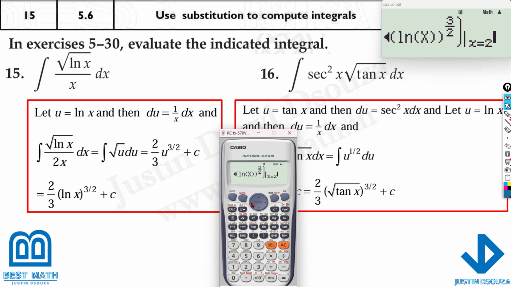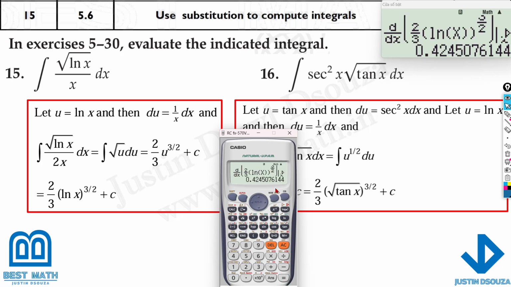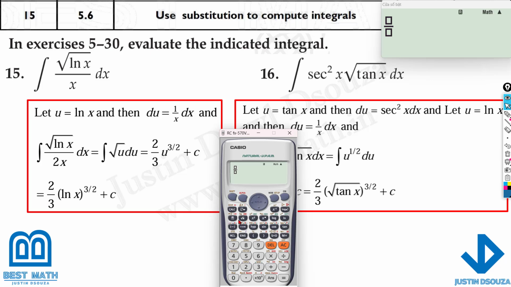Now, if you want, you can change this. Let me change this to 3 or anything, 1.5 for that matter. It's 0.4245. Look here, it will be the same over here: ln x, close the bracket, x, calculated at the same value. I took 1.5, it should be 0.4245.